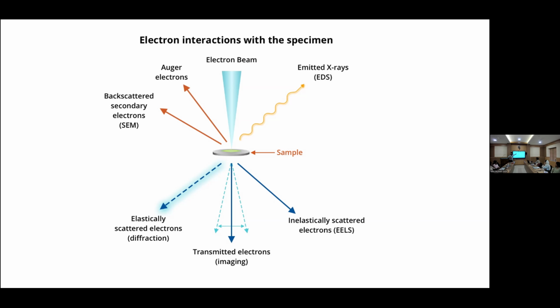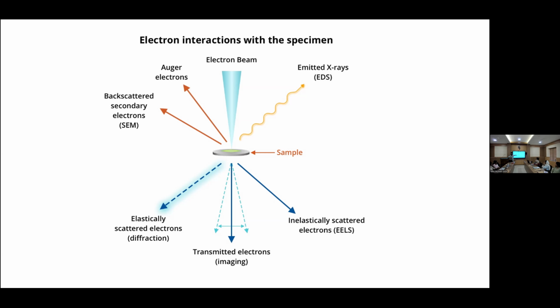Here we are using the transmitted electrons for imaging purposes. And there are scattered electrons that carry the information regarding our crystal planes, because in the scattering, the lattice or the crystal planes act as grid lines. So we get the lattice parameters or crystalline information from these scattered electrons.